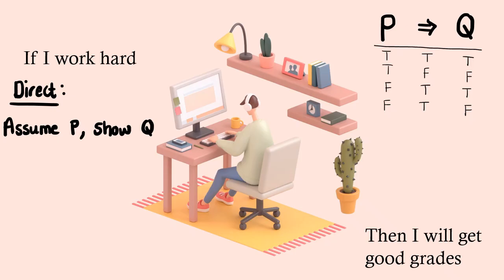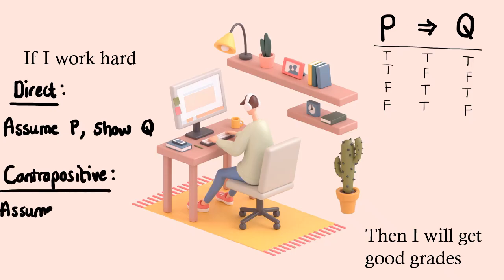The next form of proof is called a proof by contrapositive, sometimes referred to as an indirect proof. This is where we change up the direction, but we still prove the exact same equivalent. We assume that Q is false. We don't study or we don't get good grades. And we want to show that if the implication is still true, it means that we didn't study hard, we didn't work hard to begin with.